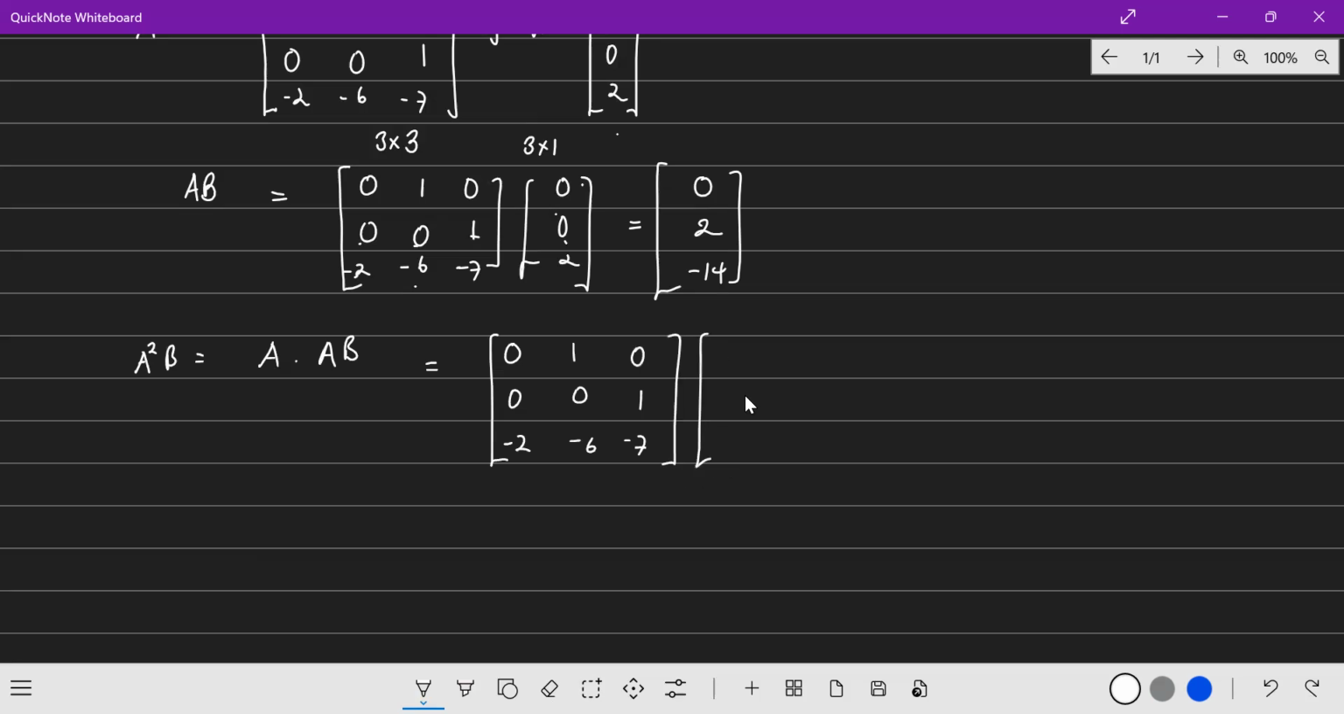Okay, and then times AB. So our AB will be found as 0, 2, -14, right? Again, you do the same thing, row by column. So 0 by 0, that's 0, plus 1 by 2, that's 2, plus 0 by -14, that is 0. So the first element is 2, right? And then 0 by 0, 0, plus 0 by 2, that's 0, plus 1 by -14, that is -14. Okay.